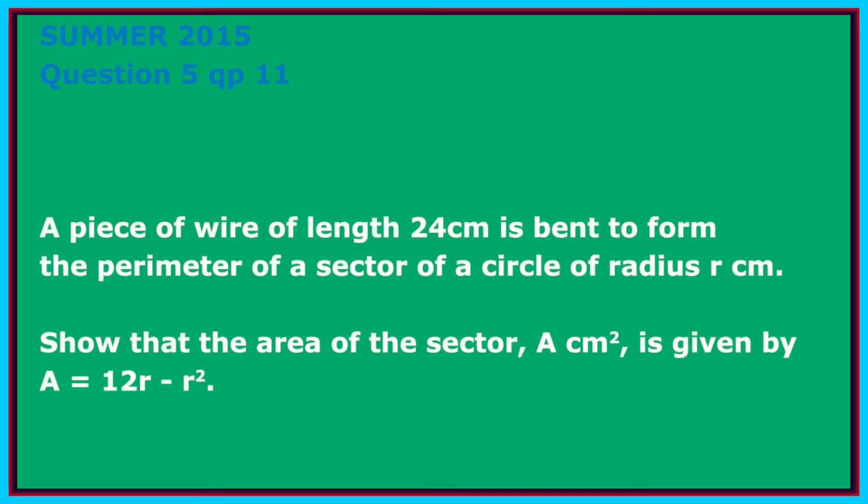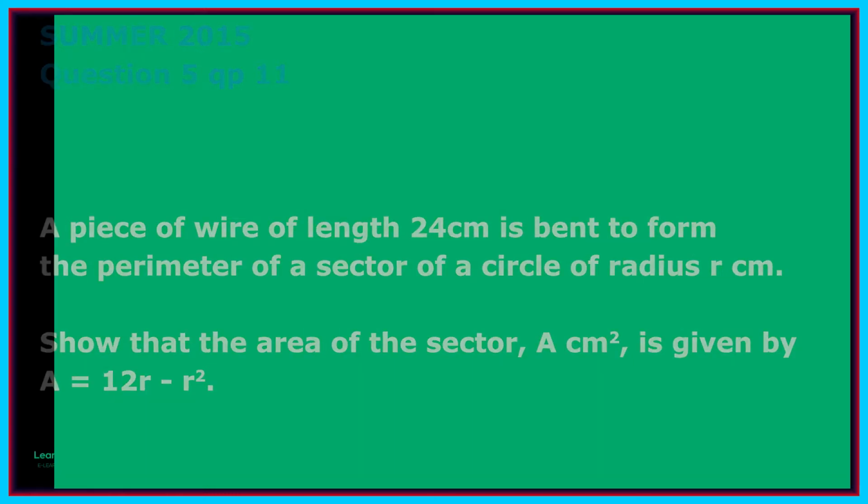Summer 2015, question 5, QP11. A piece of wire of length 24 centimeters is bent to form the perimeter of a sector of a circle of radius r centimeters. Part I: show that the area of the sector, A centimeters squared, is given by A equals 12r minus r squared.